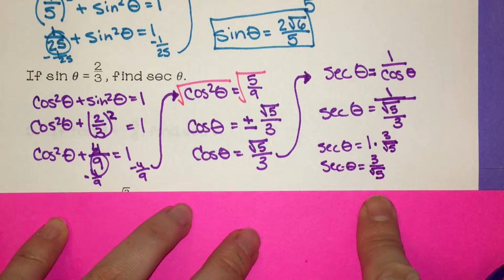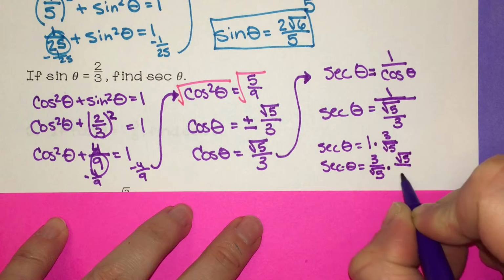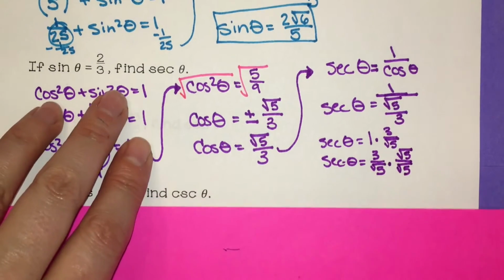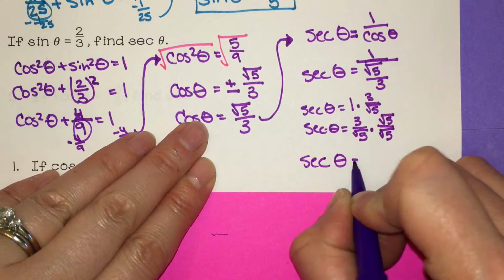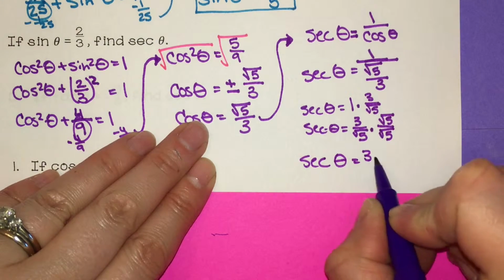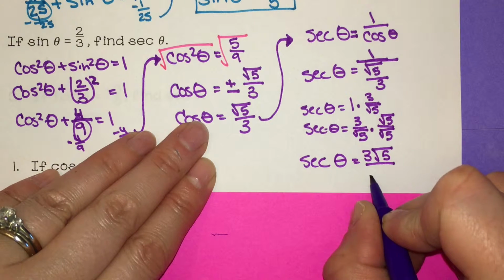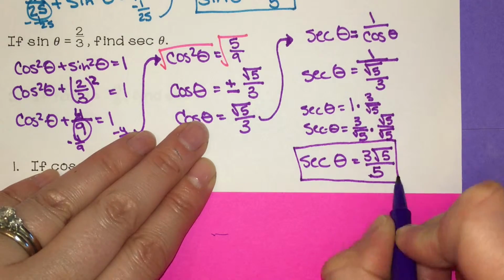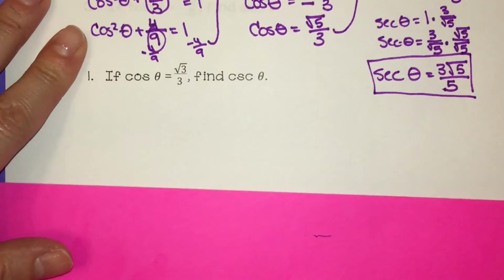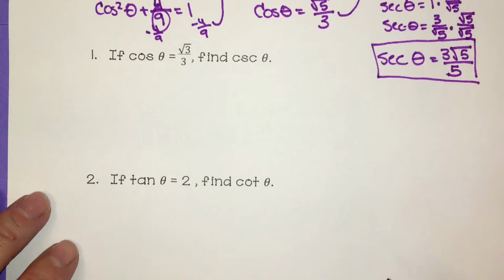But I cannot have a square root in the denominator. So I have to multiply top and bottom by the square root of 5. Okay. So secant theta equals 3 times the square root of 5 is 3 square roots of 5 over square root of 5 times the square root of 5 is 5. Okay. All right, here's 2 problems for you to try. Go ahead and try them out, and when you're ready, I'll go through the answers with you.